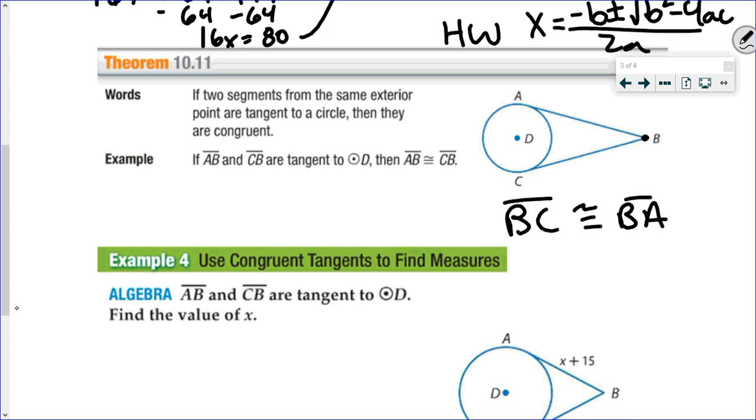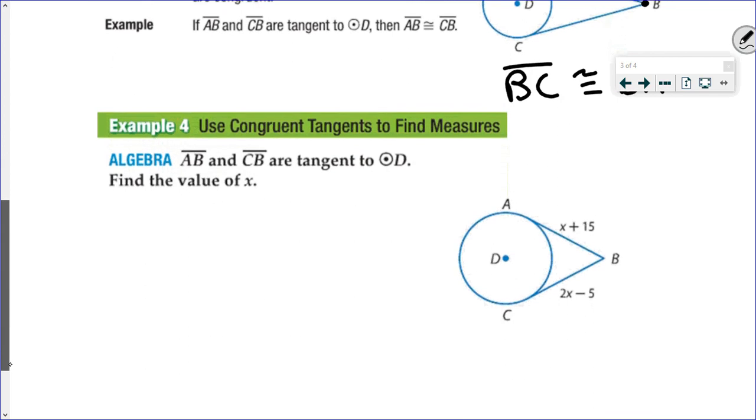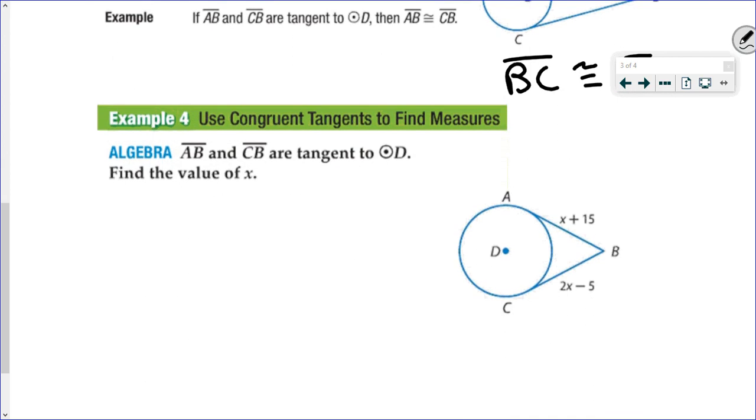All right, and we can use this theorem in some examples here. AB and CB are tangent to circle D. Find the value of x. So we know that these two segments AB and BC are tangent. Well, if they're both tangent and come from the same point B, then AB is congruent to CB. And we can use that to come up with our equation.